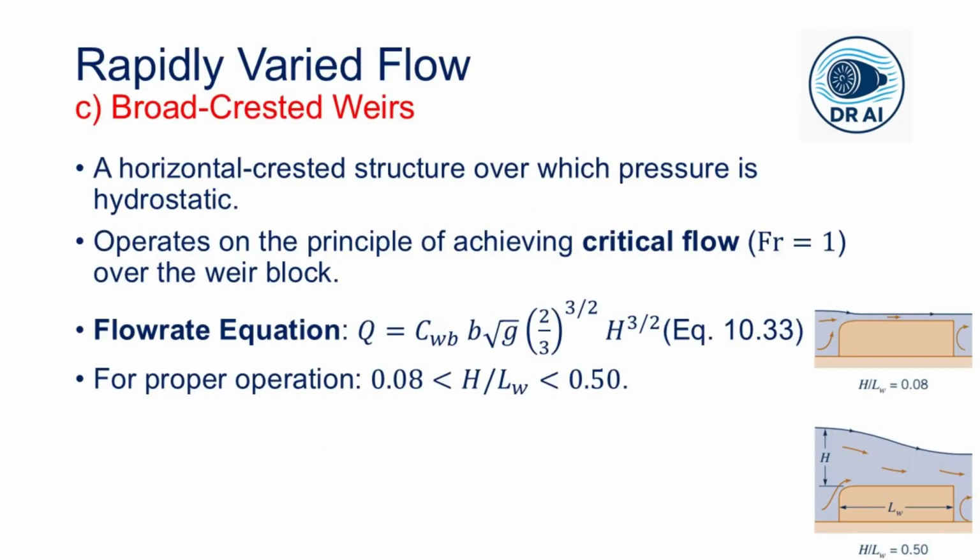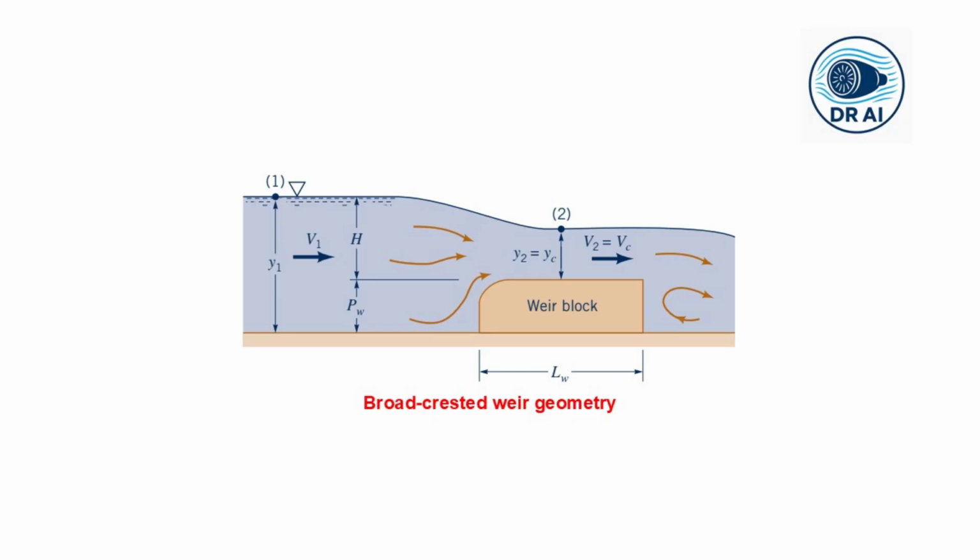So moving towards the broad-crested weir and underflow gates, we have the broad-crested weir as displayed over here in this particular figure. This is a structure with a horizontal crest long enough that the streamlines become parallel and the pressure distribution over the crest is hydrostatic. The magic of this device is that for proper operation the flow becomes critical right on the crest.